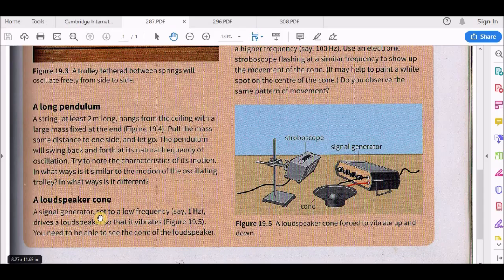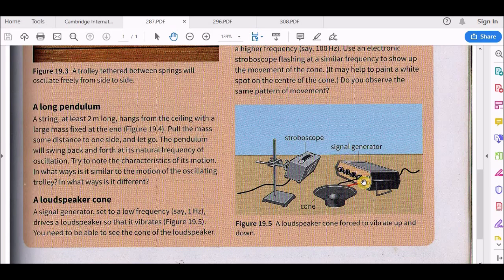A signal generator set to low frequency, say 1 Hertz, drives a loudspeaker so that it vibrates. If it's 1 Hertz, it will vibrate at a frequency of 1 cycle per second, because frequency means number of cycles per second or number of vibrations per second. We can also say number of oscillations per second. So it will vibrate up and down like this at a rate of 1 vibration per second if the frequency of vibration is 1 Hertz.